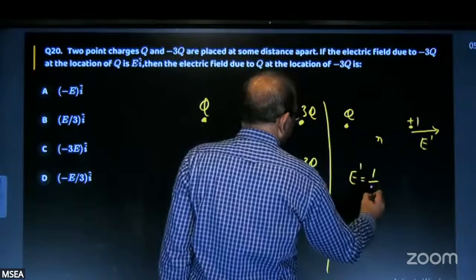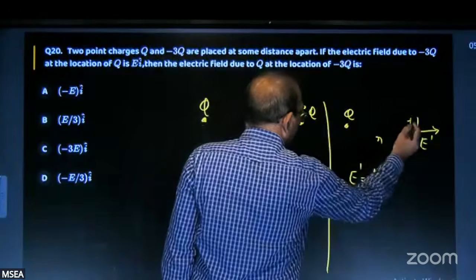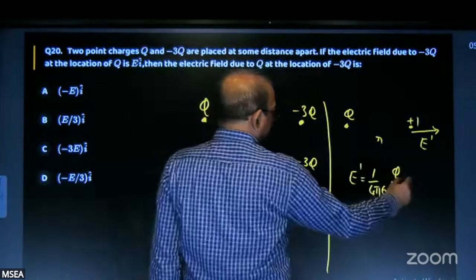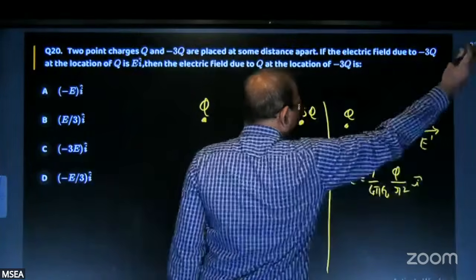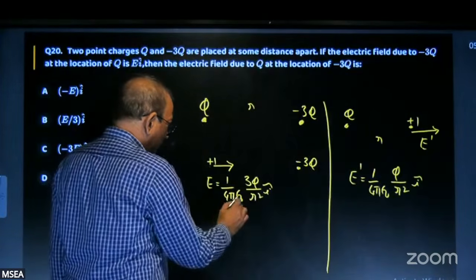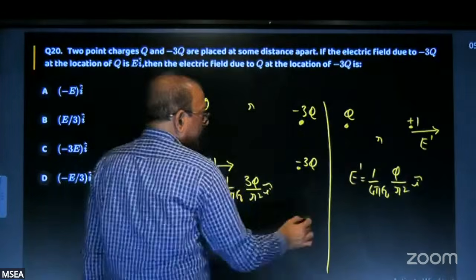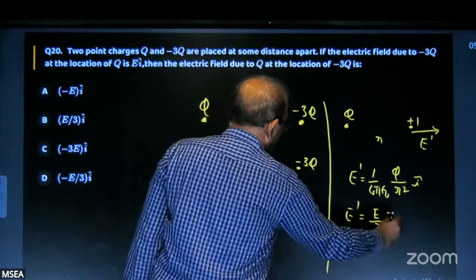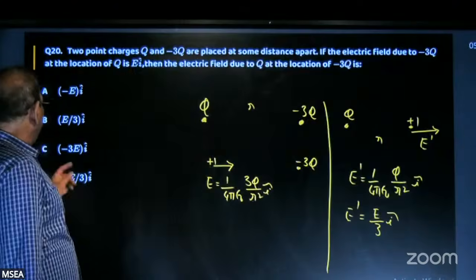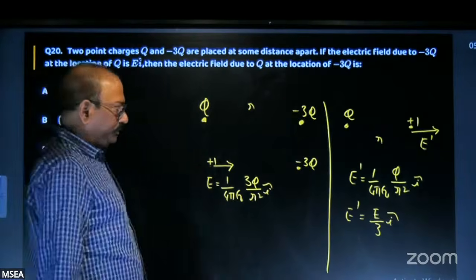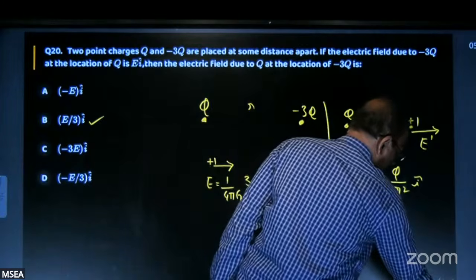And this E dash value is 1 by 4 pi epsilon naught, q into 1, q by r square, I cap only, because it is repulsion acting along the positive x-axis only. This you have to express in terms of E. 1 by 4 pi epsilon naught q by r square is E by 3. No? So E dash is E by 3 into I cap. Right? Going to next.